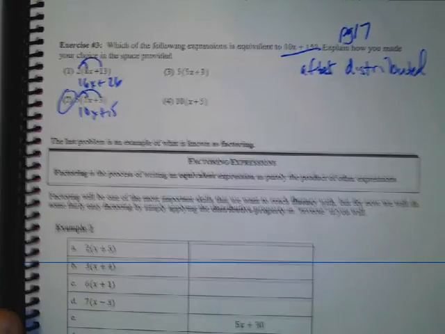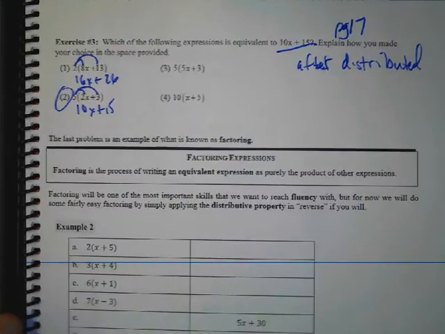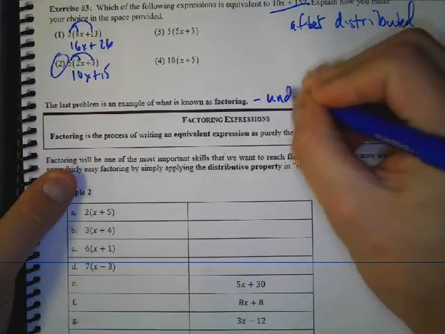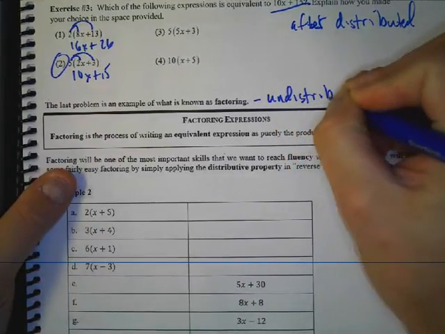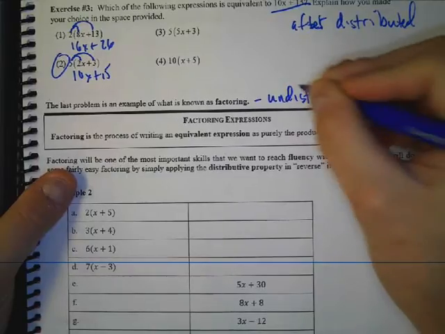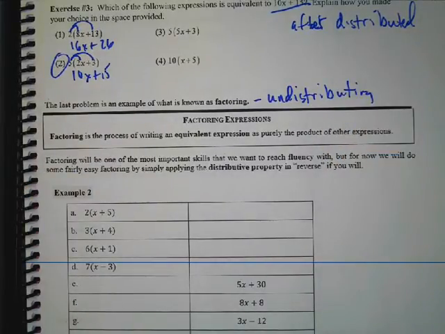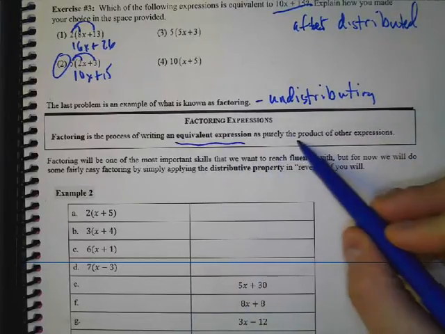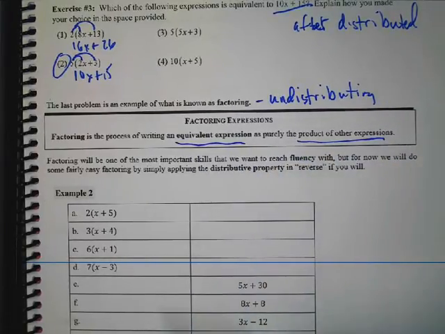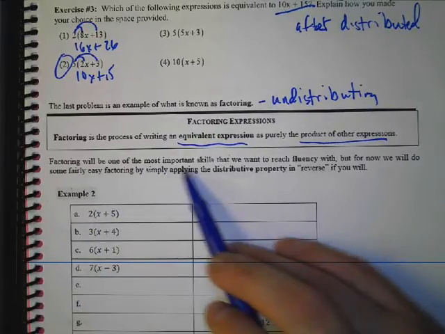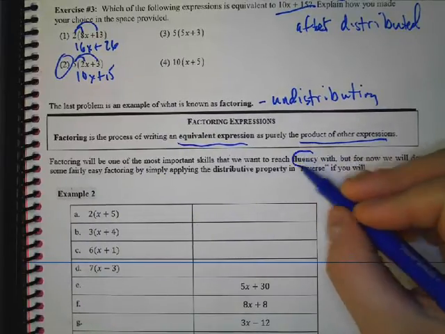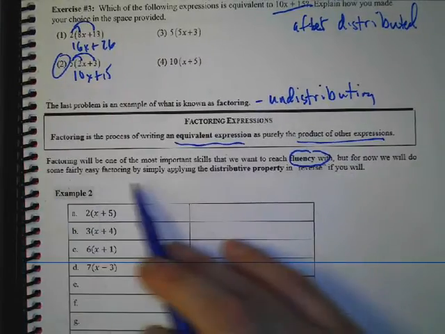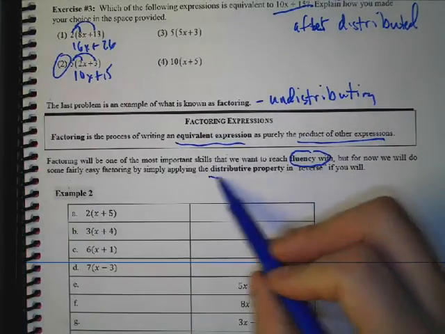Right? The last problem is an example of what is called factoring, or sometimes I like to call it undistributing. Okay? So factoring is a process of writing an equivalent expression as purely the product of other expressions, right? And it says that factoring will be one of the most important skills that you want to reach fluency with, especially for later on math. But for now, we will do some fairly easy factoring, applying the distributive property in reverse, if you will.